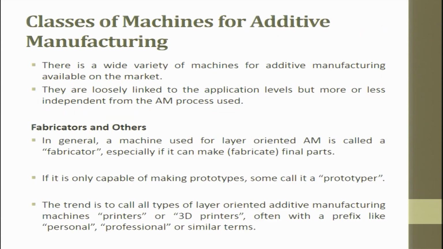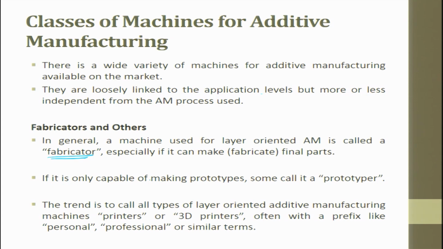So, the classes of machines for additive manufacturing: there is a wide variety of machines for additive manufacturing available in the market. So, they are loosely linked to the application levels we have been seeing, but more or less independent from the additive manufacturing process used. In general, a machine used for layer oriented additive manufacturing is called a fabricator, especially if it can fabricate a final part.